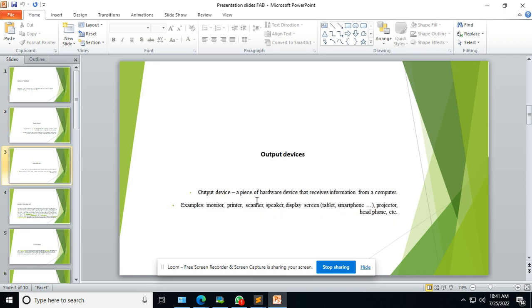Okay, we have the output device. What is an output device? Who can define for me output device? An output device is a piece of hardware that receives information from a computer. Examples are a monitor, the printer, the scanner, and display screens such as for the tablet, the smartphone, projector, and so on.